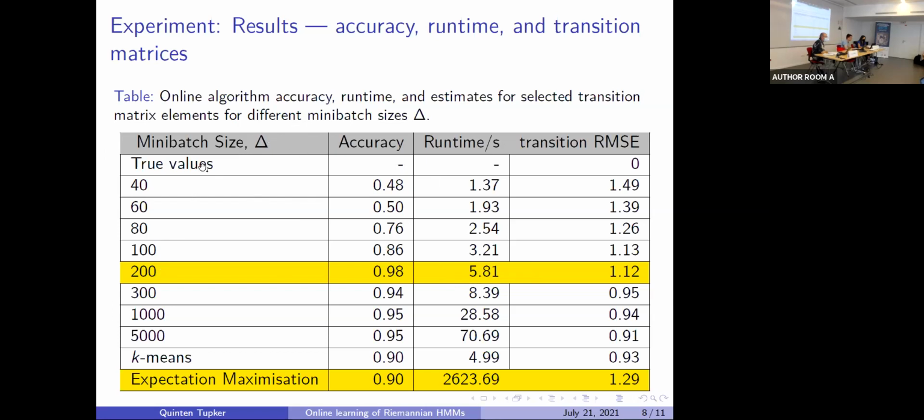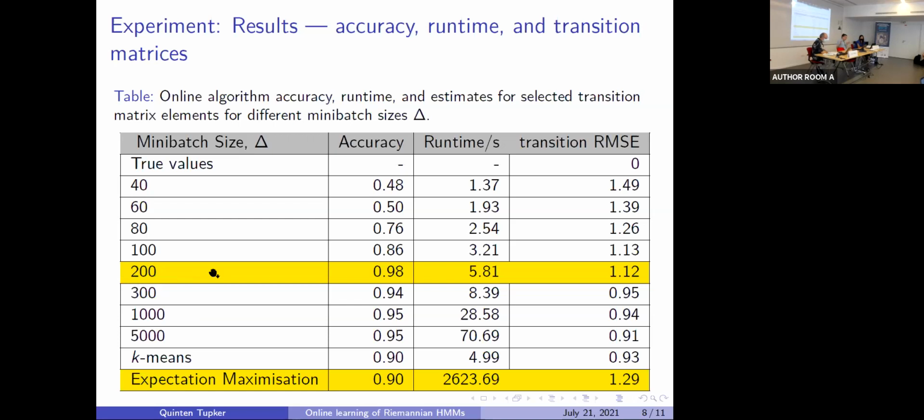In a way, more importantly, our goal, which was to reduce memory, we also achieved. So for memory usage, we see that whereas the expectation maximization loads all 10,000 matrices into memory, we only use 200. That's 50 times better.